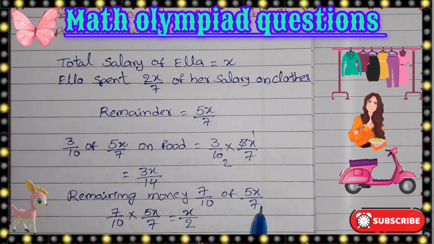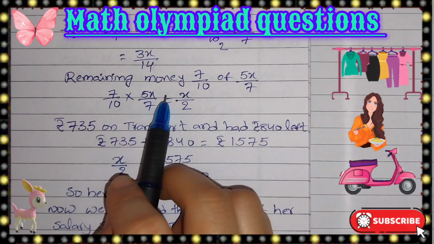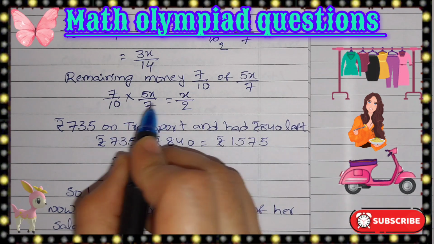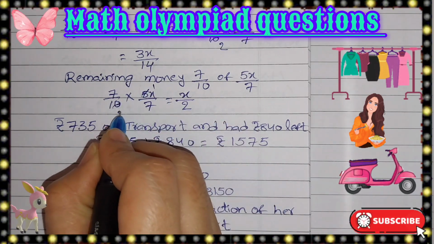Remaining money is 7/10 of 5x/7. 7/10 multiplied by 5x/7. 5 ones are 5, 5 twos are 10. 7 will get cancelled. So x/2.